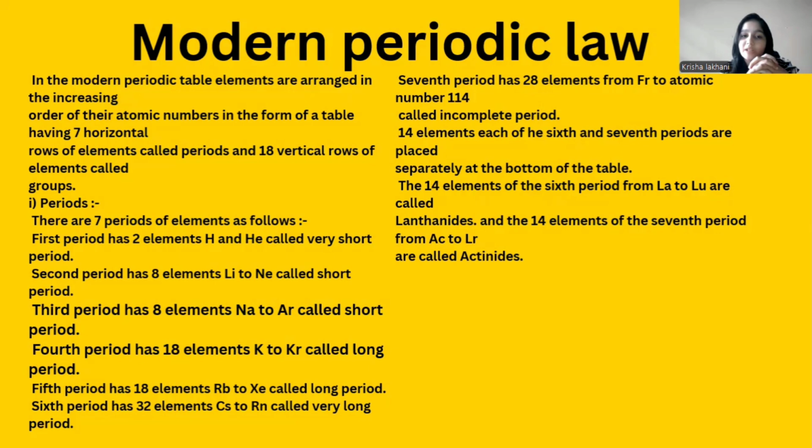The order of the atomic number in the form of the table has seven horizontal rows of the elements. So there are seven rows, as you can see, and they are called periods. So seven rows are there, which are the periods, which I explained at the start itself. If you see my bonus video, you will get to know about it there. So seven horizontal rows mean the periods, and 18 vertical rows are the groups. This is a basic thing that I wanted to explain.